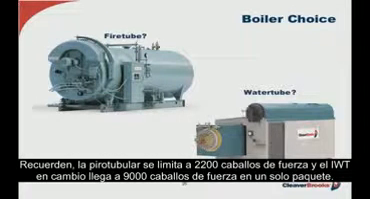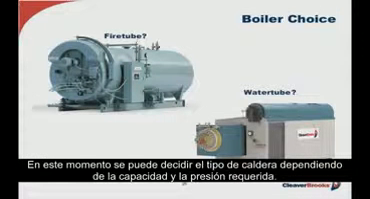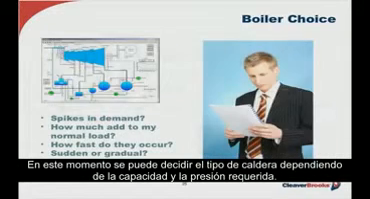Remember, the package fire tube is limited to about 2,200 horsepower, and the IWT can go to approximately 9,000 horsepower in a single package. And as far as pressure is concerned, the fire tube tops out at approximately 250 pounds, whereas the water tube is about 900 pounds. So depending upon the capacity and the pressure requirement, the type of boiler choice may be decided right here.